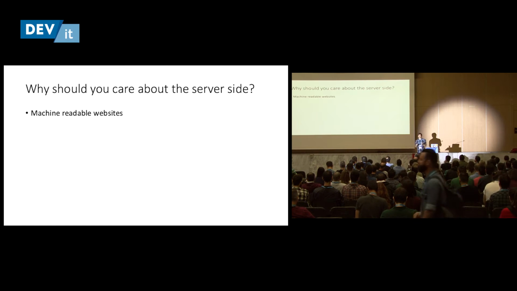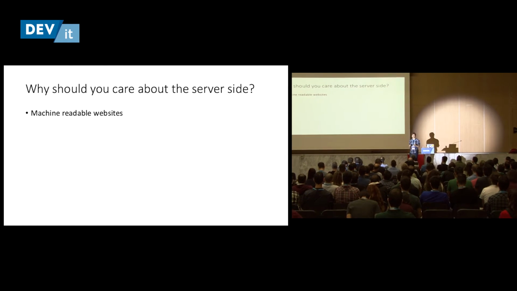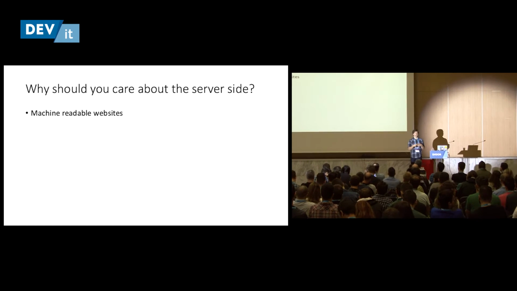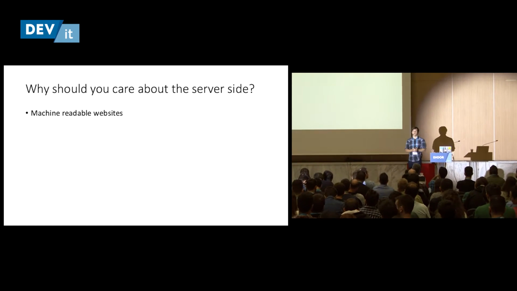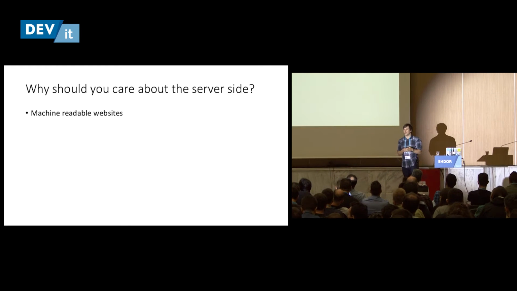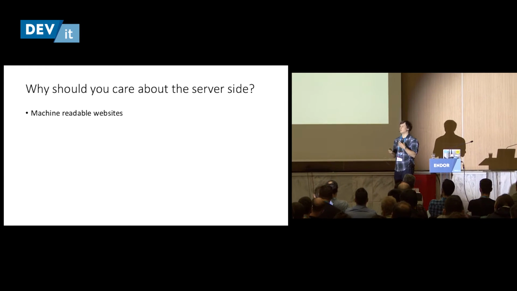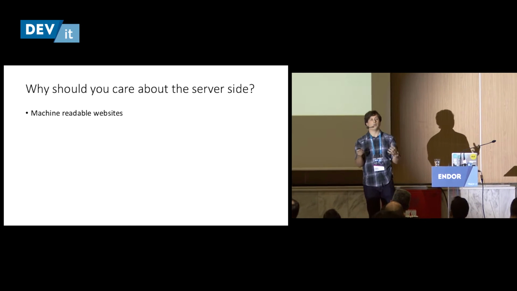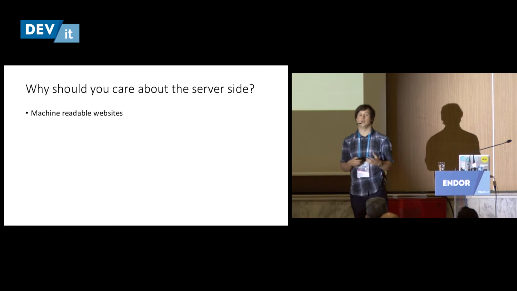So one of the first advantages to rendering your website on the server, as opposed to relying purely on JavaScript on the client side, is that your website becomes machine readable. So if you haven't had the time to build a proper API, there's still a chance that someone might be able to scrape your website and compose the information you're providing in new and interesting ways.